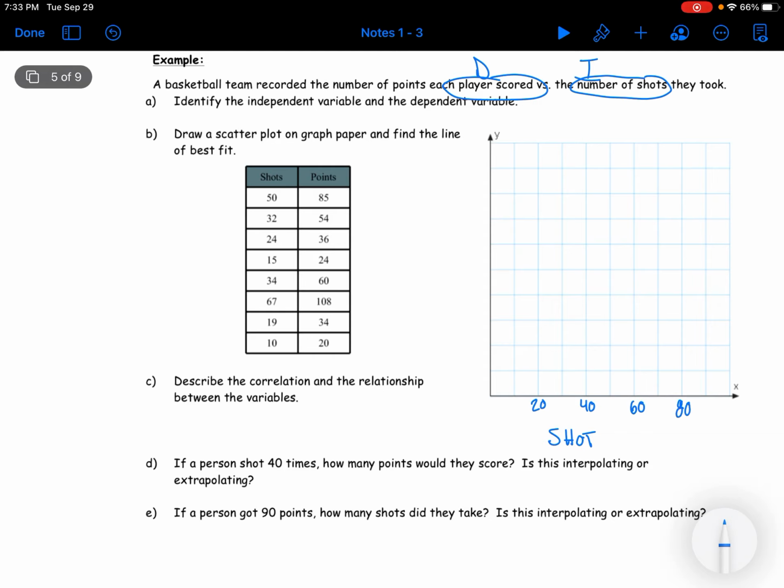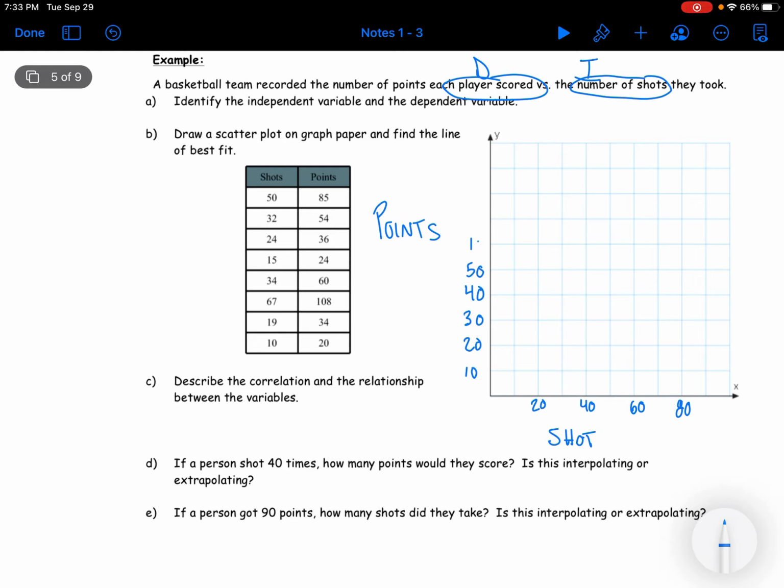Okay, now on the left, this is going to be our points. Okay, our points depend on how many shots we've taken. Now the highest here is 108. And we've got 1, 2, 3, 4, 5, 6, 7, 8, 9, 10. So we couldn't actually count by tens. But what I'm going to do is count by tens because we can just extend the graph just a little bit if we have to.